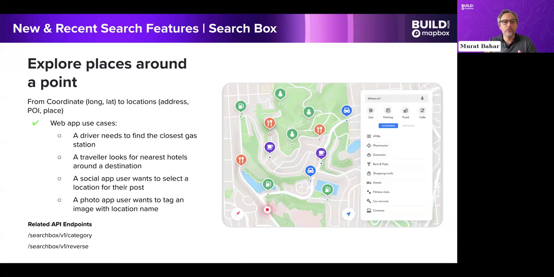So all these use cases are supported with two endpoints. We have the category and reverse endpoints. When you have a location coordinate and you want to get related results around that location, that's the use case we support very quickly and easily with Searchbox API.